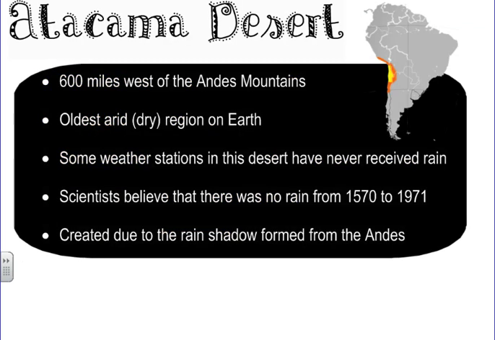The Atacama Desert is located just to the west of the Andes Mountains. The Atacama Desert is about 600 miles long, and it is considered to be the oldest dry region on Earth. It's so dry that some weather stations found in the Atacama Desert have never received rain. Scientists, in fact, believe that there was no rain whatsoever from 1570 to 1971. Not a single drop of rain in the Atacama Desert. The Atacama Desert is created because of the rain shadow. So think about the mountains and how high they are. They create a rain shadow to the west, keeping that area very dry.